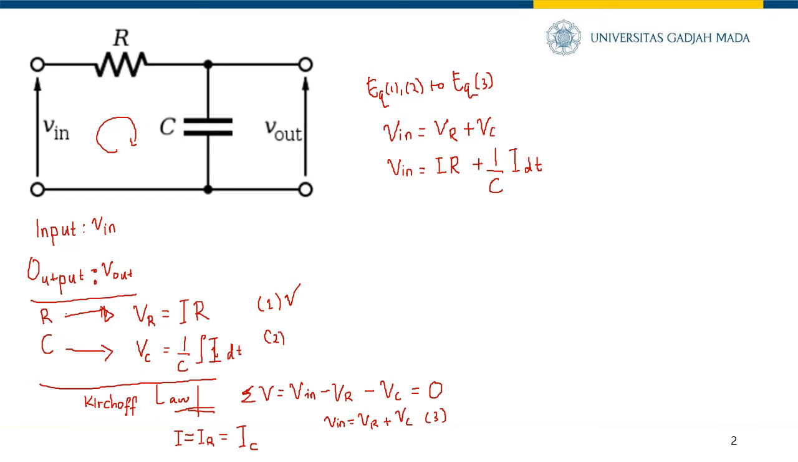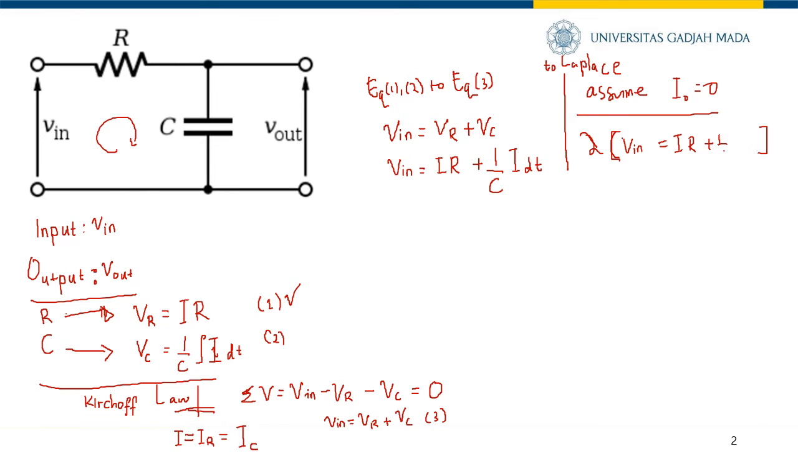Then we can transform the equation to Laplace. You need to assume that the initial condition is 0. The initial condition of what? The output is 0. Then we can make a Laplace transformation. In this equation, all variables are functions of time.